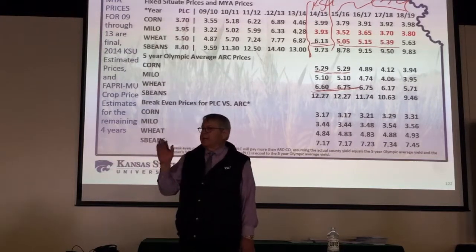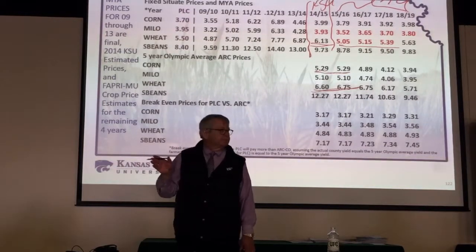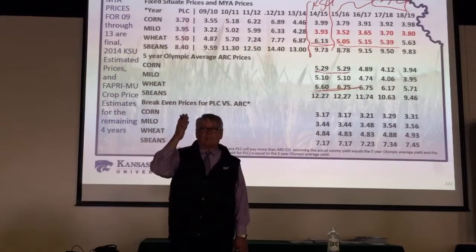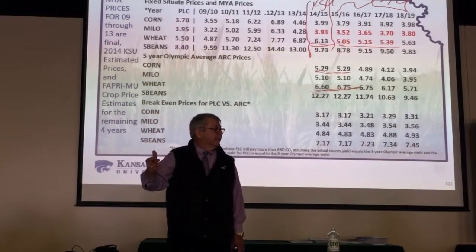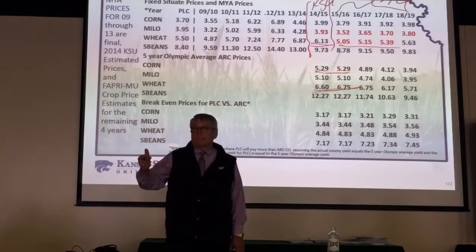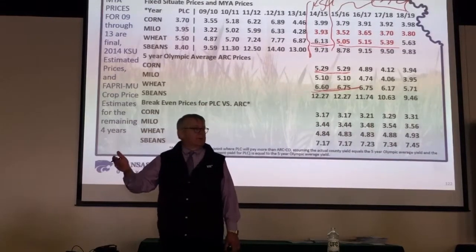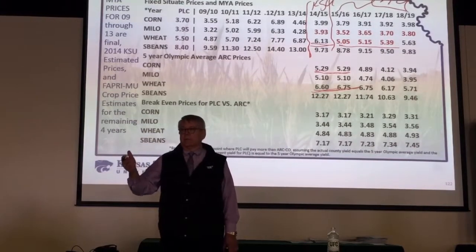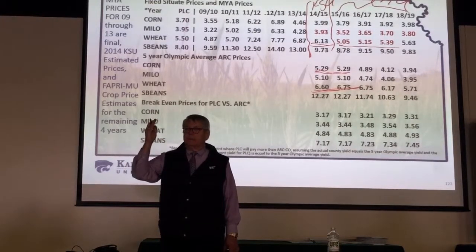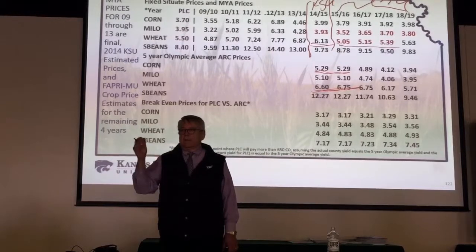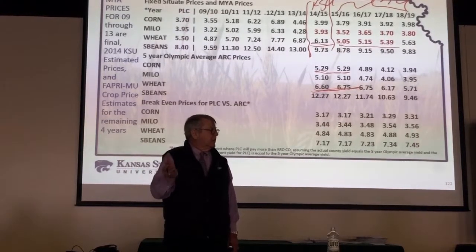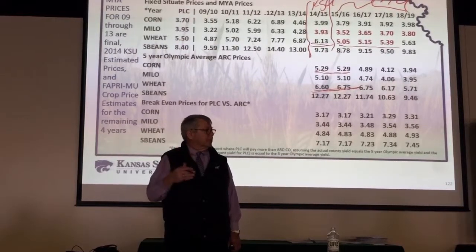Now, that doesn't mean your guarantee is going to be higher, does it? Because if your price goes up, but if your Olympic average county yield goes down, and this is going to vary by county and by crop, but if it goes down, your revenue guarantee will actually be smaller next year than it was this year, even though the price went up. Same thing with the corn. Even though the corn price is not going to change, if your Olympic average corn yield is lower next year, then your guarantee will be lower next year than it was this year. Okay?